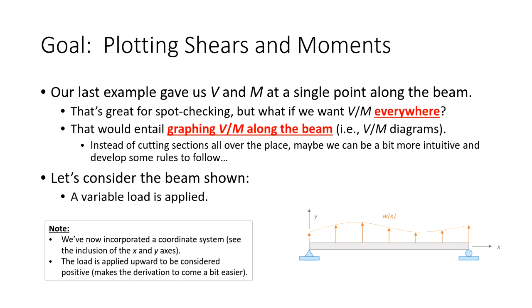Now, this is the money. This is where we're at. The example that we just did gave us shear and moments at a single point in the beam, just at a single place. And that's great if you want to spot check or if you're just trying to check your numbers. But what if we want the shear and moment everywhere? I mean, like a diagram. That would entail graphing the shear and moment along the beam. And that's our goal, the shear and moment diagrams. We want to be able to plot them, okay?